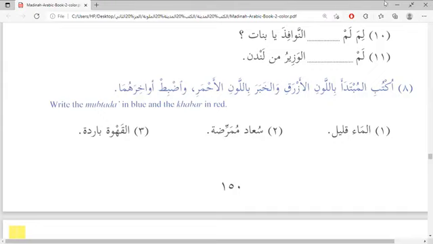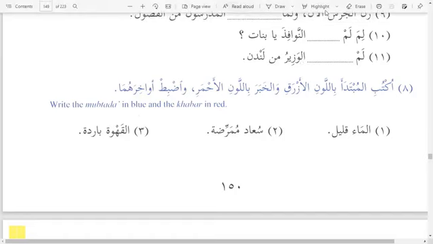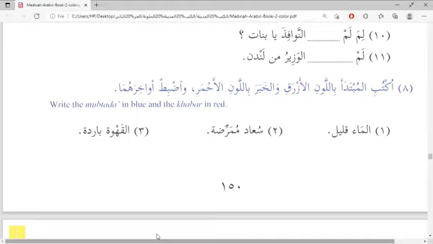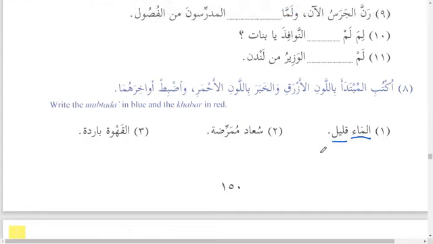Yalla nabda, bismillah. Who is going to do the first one? I think this is the easiest one: الماء قليل, Al-ma'u qalilun. Which one is mubtada and which one is khabar? Al-ma'u is the mubtada and qalilun is the khabar. What is the ending of the mubtada? The mubtada is always marfu, and the khabar is also marfu.